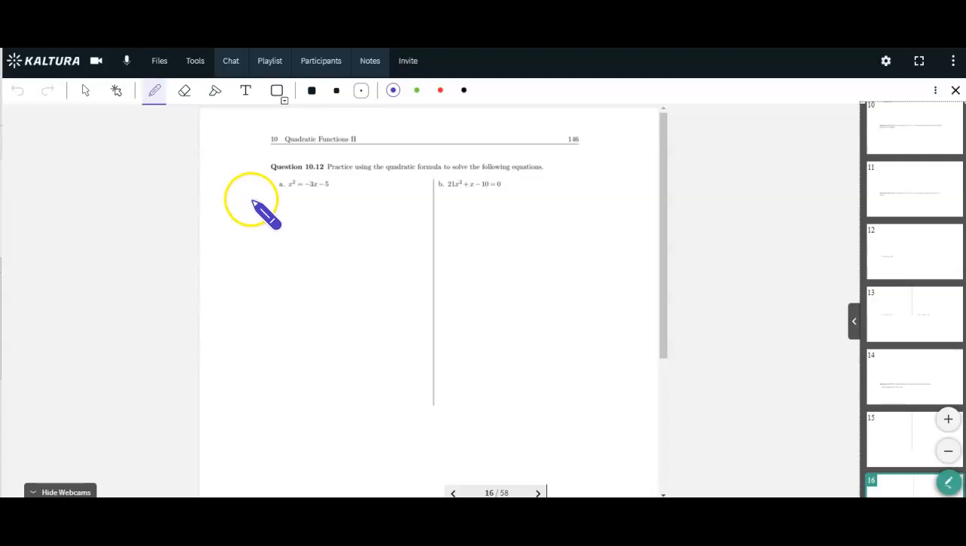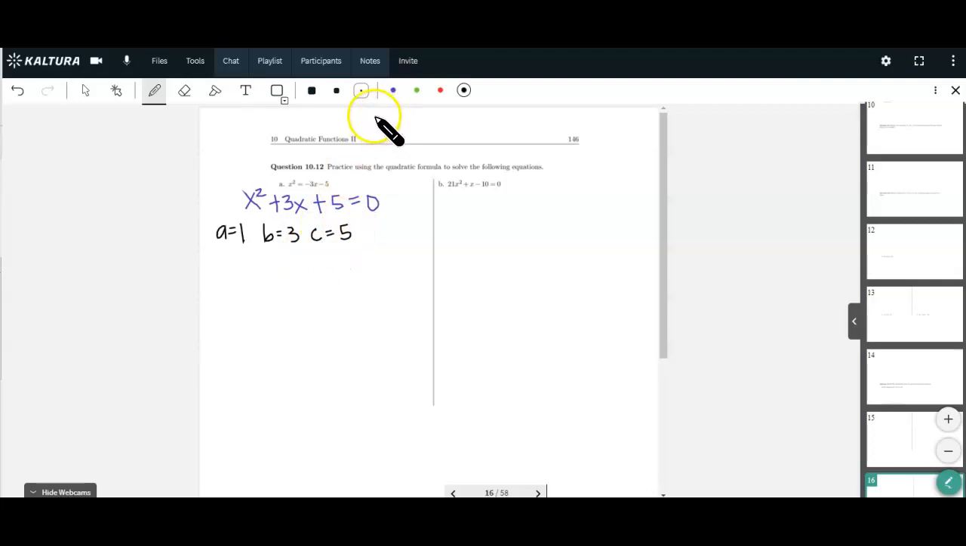All right, so I like to keep my leading term positive. So I'm going to choose to bring my negative 3x and my negative 5 over to the other side. So that will give me x squared. When I add the 3x over, I'll have plus 3x. And add the 5 over, I'll have plus 5. And that's going to now be equal to 0. And so now I can identify my a, b, and c. So a will be 1, b will be 3, and c will be 5.